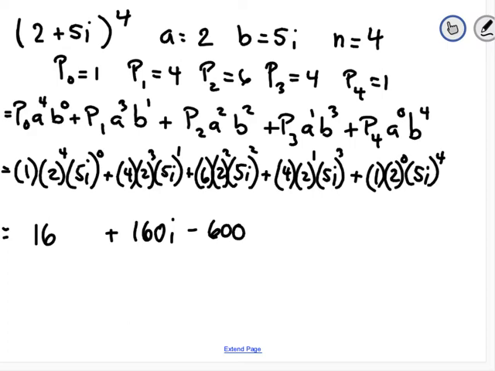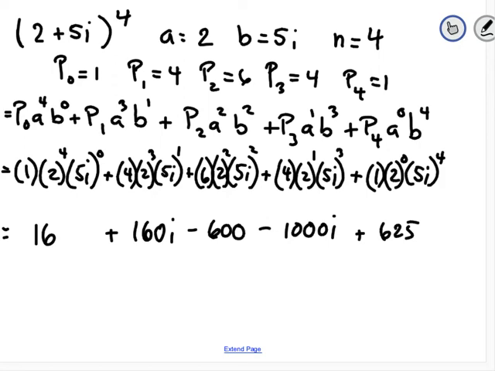4 times 2 will give us 8. 8 times 125 will give us 1,000. i cubed will give us a negative i. So that's -1,000i. Then last but not least, we have 5 to the 4th power, 625. i to the 4th power is +1. So now we have plus 625. And again, like I said, as you do a couple of them, it'll start to seep in and make sense and it'll become easier. Again, it's a little bit more detailed, but this is the easiest and fastest way to get this done.